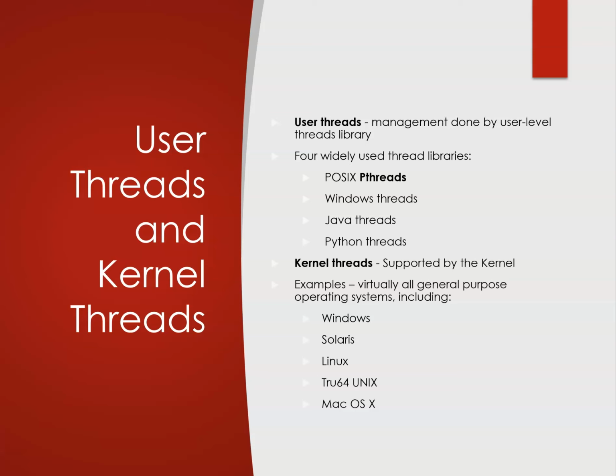User threads and kernel threads. Typically, there are two types. User threads are done by a user thread level library. Four widely used thread libraries are POSIX, Windows threads, Java threads, and Python threads. Microsoft has made considerable effort in making threaded programming easier in the .NET framework, to the point where some of it you don't even really have to think about. It'll just do it for you.